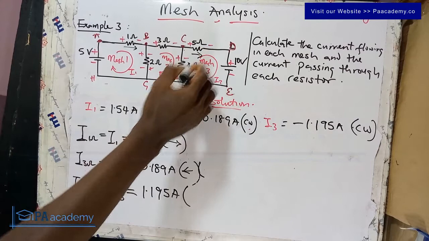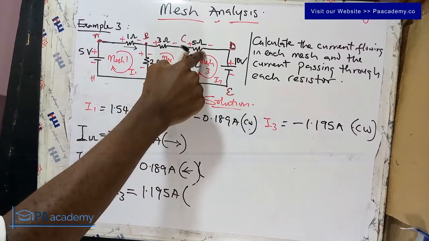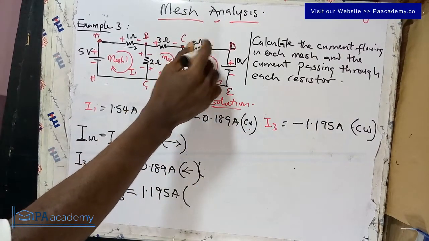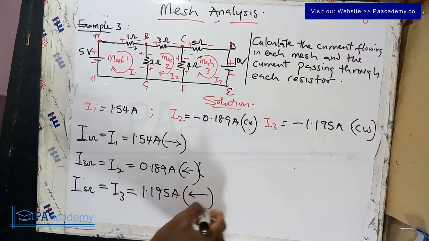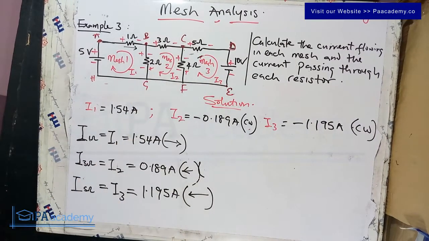The direction we assume here is a clockwise direction. This was the direction we assumed. But since it's giving us a negative answer, we are going to indicate it here that this is the answer, but in the opposite direction that we assumed. All right.